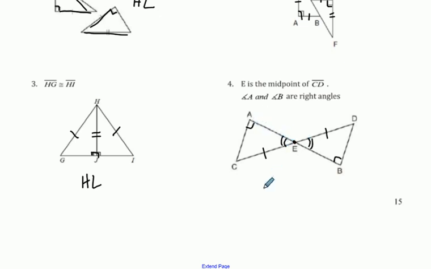I have two pairs of angles, and I have a pair of sides that aren't between the pairs of angles. So this would be angle, angle, side.